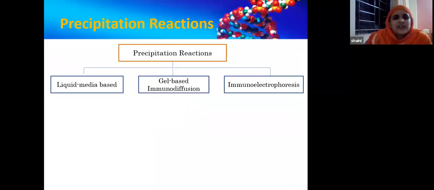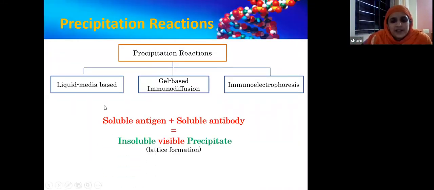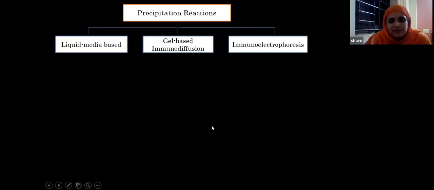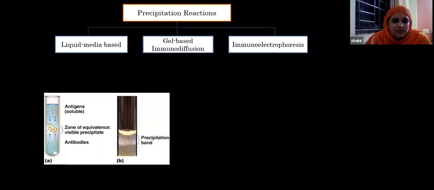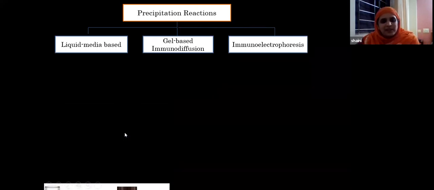Now, the precipitation reaction. You have a soluble antigen and a soluble antibody. You see a visible precipitate being formed when the antigen and antibody combine. Either the antigen is the test and the antibody is put in from outside, or else the antibody is the test and the antigen is put in from outside. In the end, a lattice formation occurs. Here you see two solutions, both soluble, and in the center you get a precipitation band.